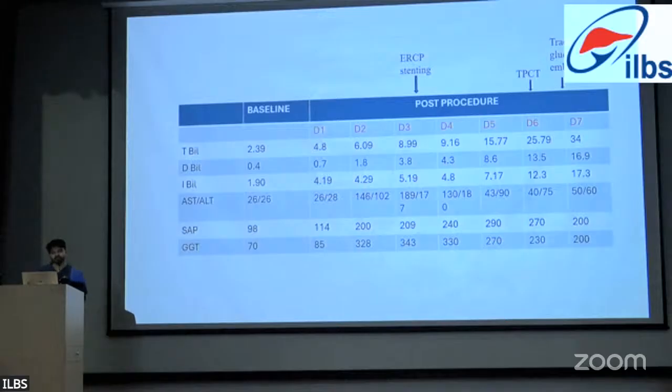So on the 7th day, an isolated rise, no AST, ALT, ALP, GGT, everything remains normal. So that's the thing. Why is there an isolated rise in bilirubin with the rest of the parameters being normal, albumin being normal, no ascites? So these are the things by which we suspect only a rise in bilirubin.